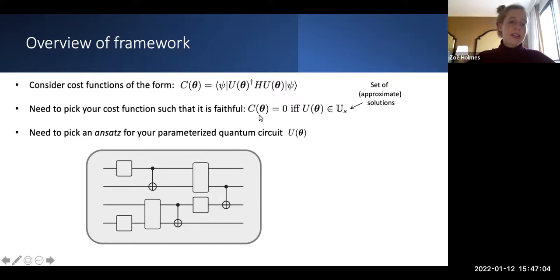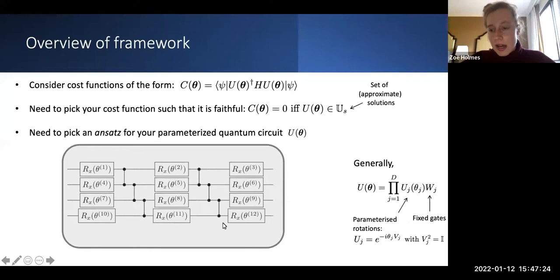The second thing you need to do is pick an ansatz for your parameterized quantum circuit. That is, you need to decide where you're going to put your gates and what rotation angles you're going to parameterize. So you can have discrete parameterizations, but typically you will have continuous parameterizations where your parameters are just rotation angles of various gates. And a very wide class of ansatz can be written in this form.